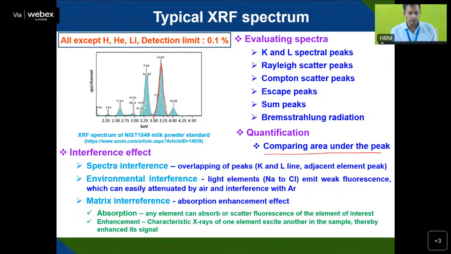There are a lot of interference effects, like spectral interference, where the K line and L line of an adjacent element will overlap. Sometimes that creates problems, or environmental interference, like for elements from sodium to chlorine.